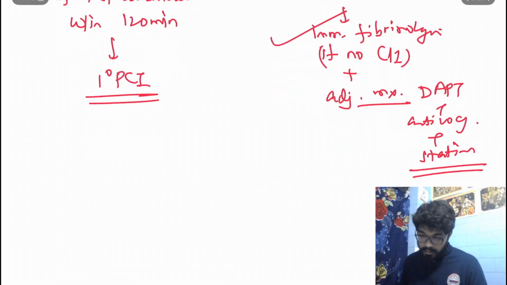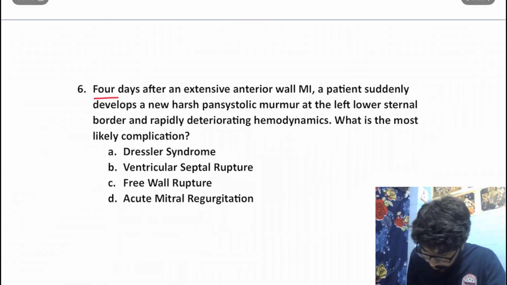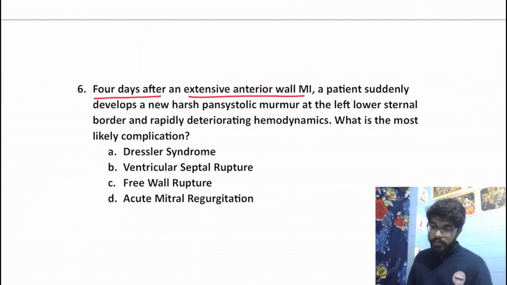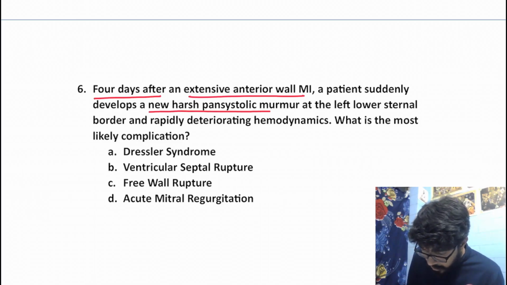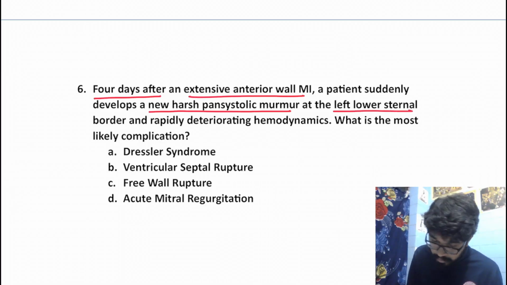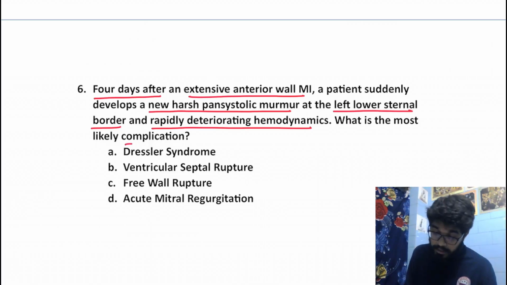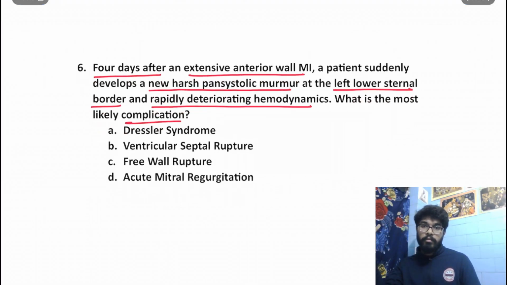Okay. Moving on to the next question. Now, 4 days after an extensive anterior wall MI, a patient suddenly develops a new harsh pansystolic murmur at the left lower sternal border and rapidly deteriorating hemodynamics. What is the most likely complication? Now these types of questions have to be solved by ruling out options.